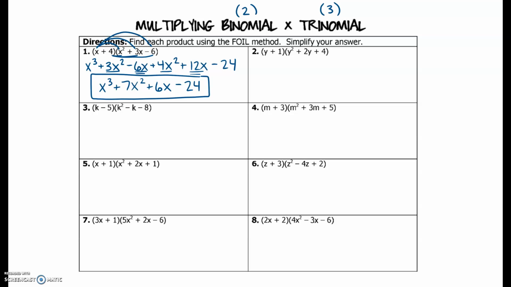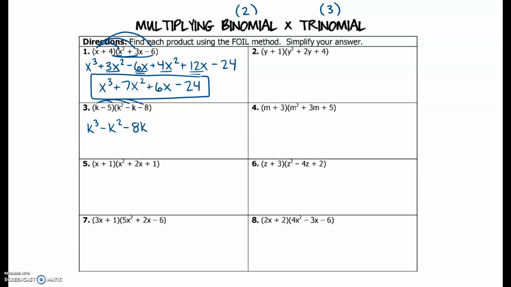Continuing down the first column, you're going to follow this process throughout. So k multiplied by every term in that second parenthesis. K times k squared is k to the third. K times negative k is negative k to the second. And k times negative 8 is negative 8k.